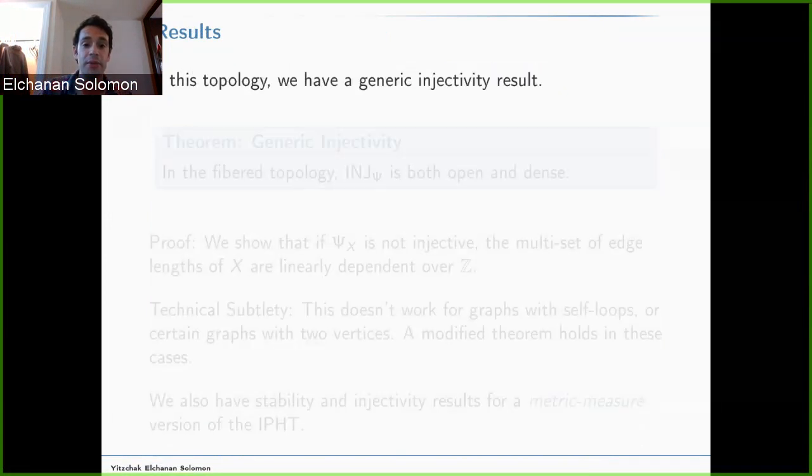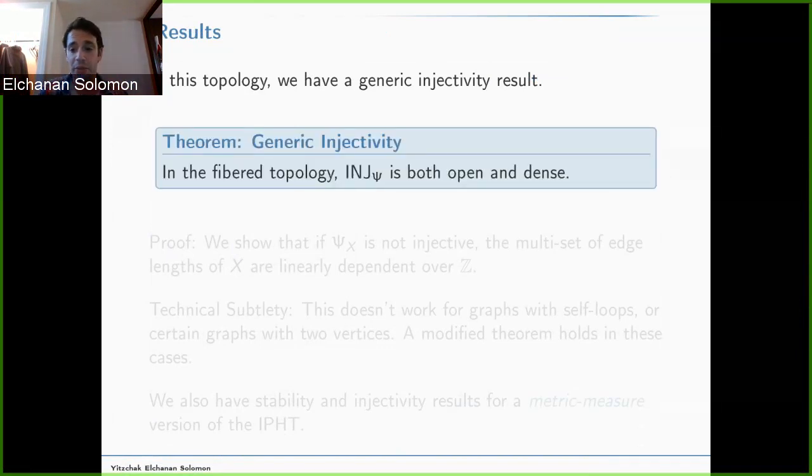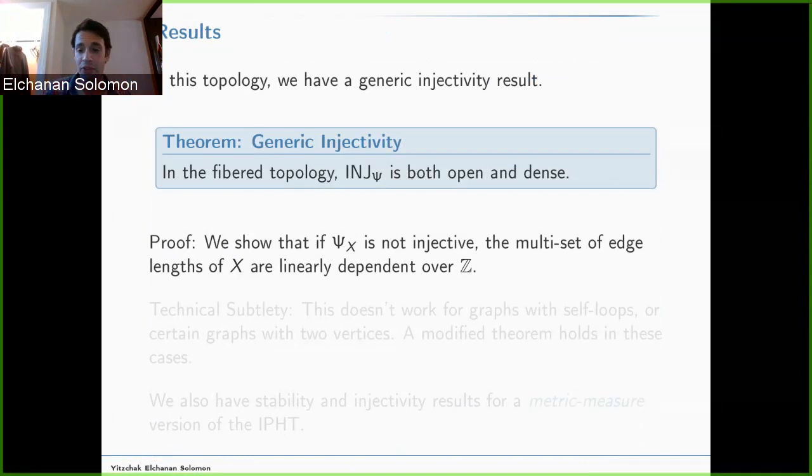All right. So in this topology, we do have a genericity result. And it says that in the fiber topology, so that's the name of this topology because it has a fiber for each combinatorial type, the set of graphs whose map psi is injective is both open and dense. So how does the proof of this work? By contrapositive, you show if the map psi is non-injective, then the multi-set of edge lengths of X, in other words, if you think of it as a vector of edge lengths, has to be linearly dependent over Z.